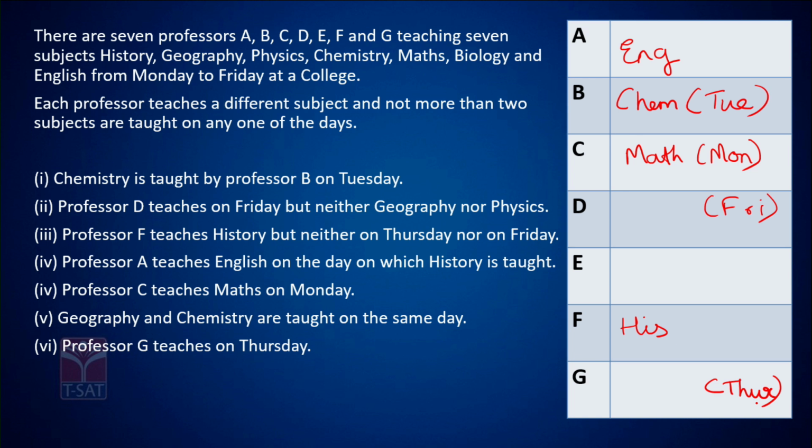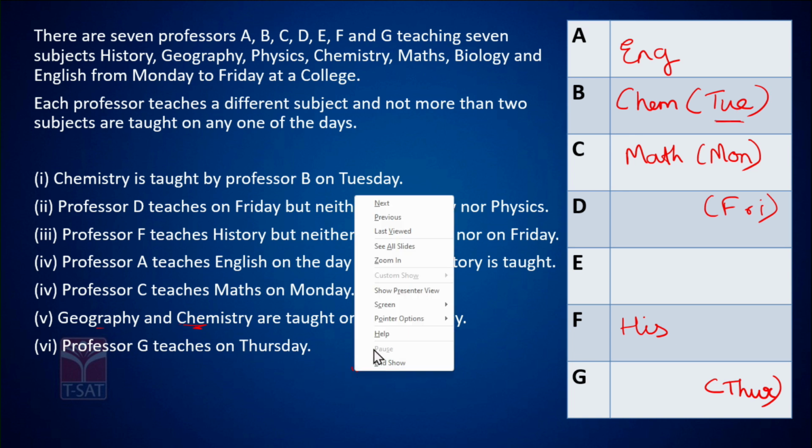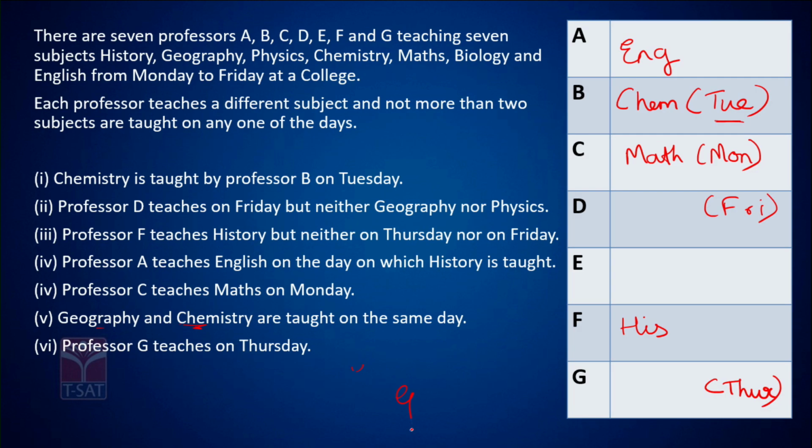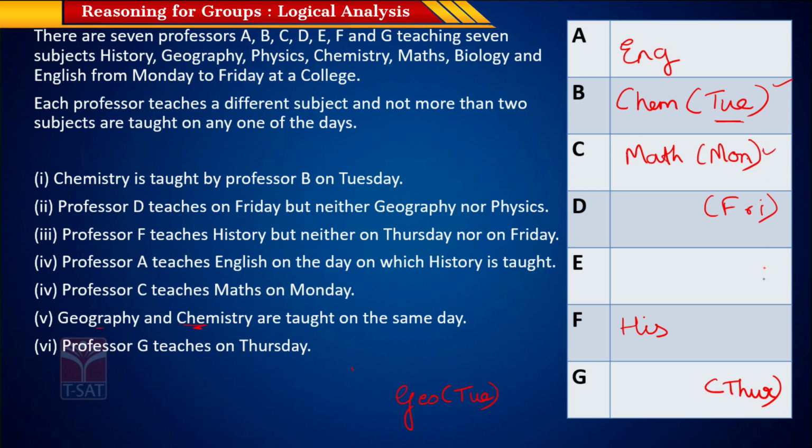So let's now try to fill in the rest of the information. Okay, so if chemistry and geography are taught on the same day, it should be taught on Tuesday. So geography, whoever teaches geography, will be teaching it on Tuesday. So you're done with Monday, Tuesday and Thursday and Friday. So you're only left with Wednesday. So that means that history is taught on Wednesday as well as English, because it is said that history and English are taught on the same day.